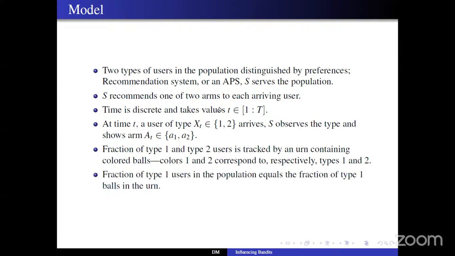The way in which I'm mapping the content of the urn to the population type is that the fraction of type 1 users in the population equals the fraction of type 1 balls in the urn. This is just a virtual device. It does not represent people. The number of balls doesn't represent people. There's no numerical correlation, only the fractional population, or a fractional relation between the two. Any questions on that? Okay.